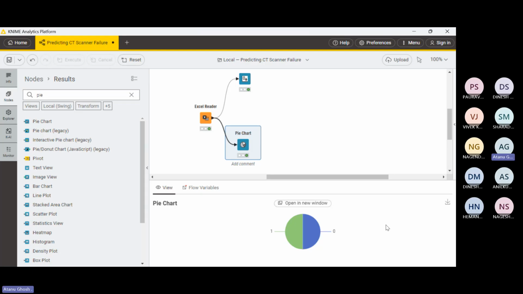That's what they're bothered about. If you say there are only 10% machine failures, they'll say, okay, give me at least a data set where 50% of machines have failed. Only then I'll be able to work. I cannot work with this imbalanced data. That's the first thing they're going to come back and tell you.